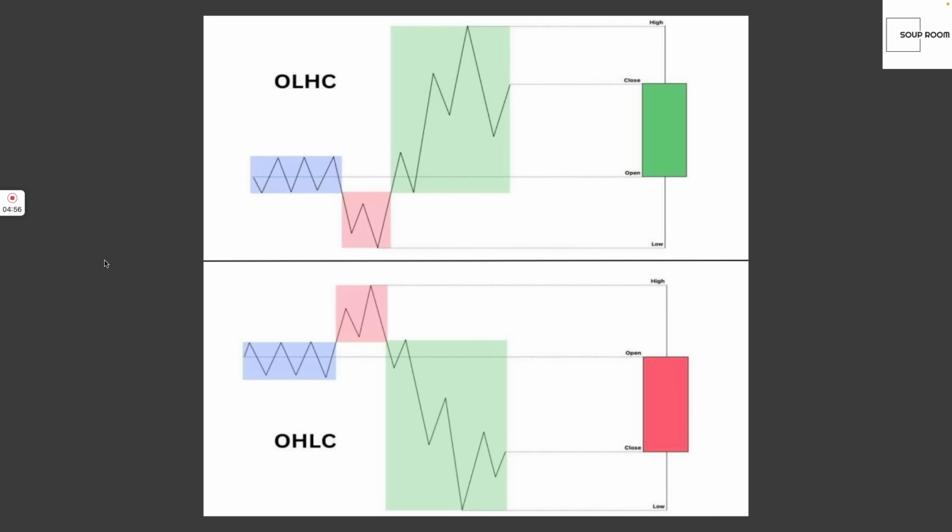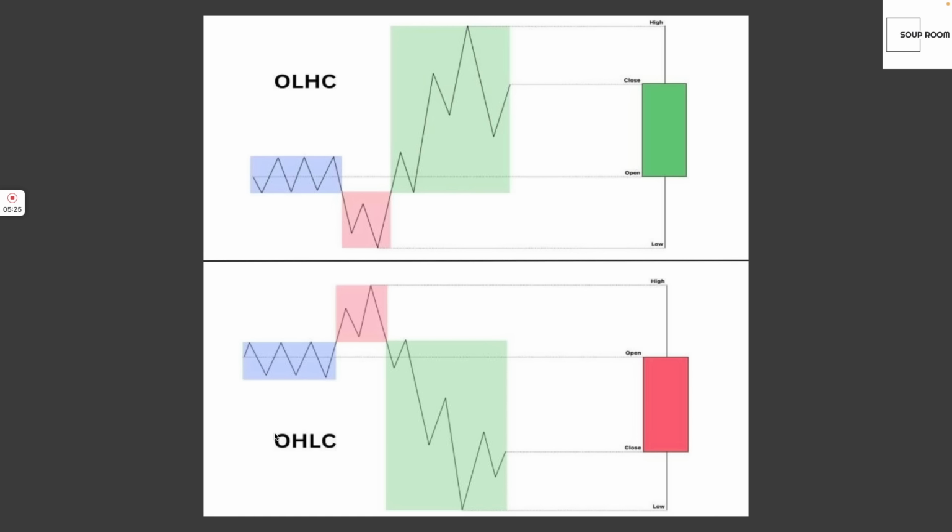So here's a perfect example of the open, high, low, and close, or open, low, high, and close theory. In every single candle, there's an open, low, high, and close, meaning there will always be accumulation, manipulation, distribution. Price opens, we accumulate. Low, manipulation, distribution, high, and close.